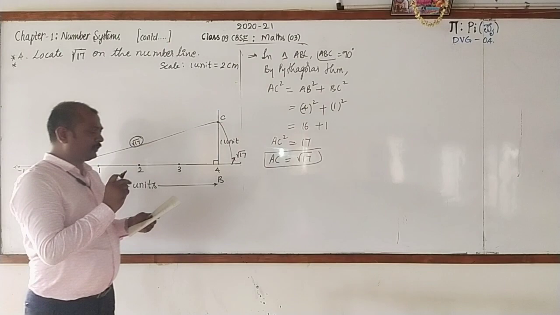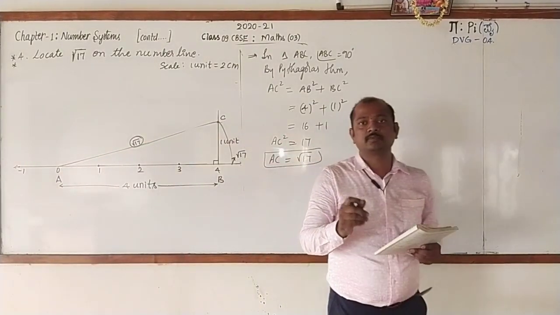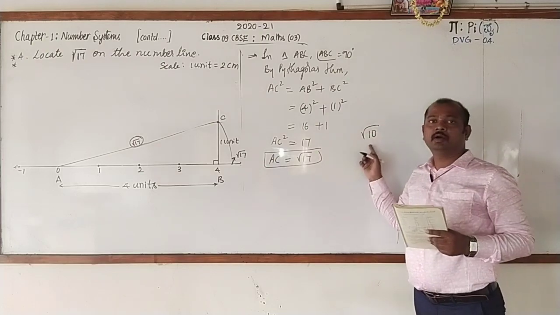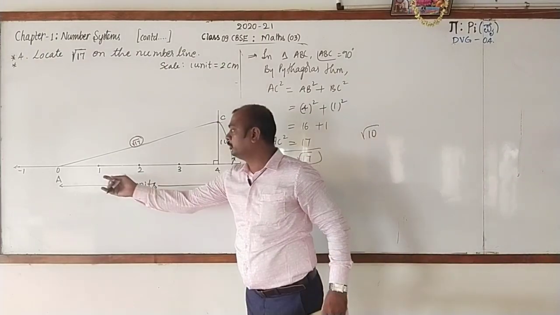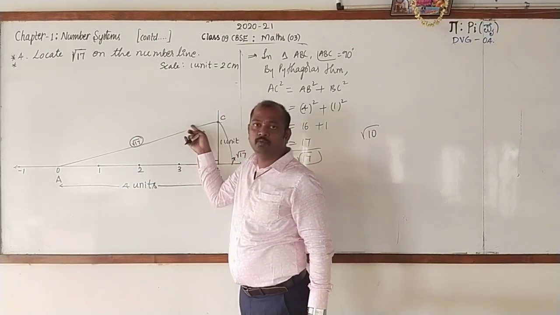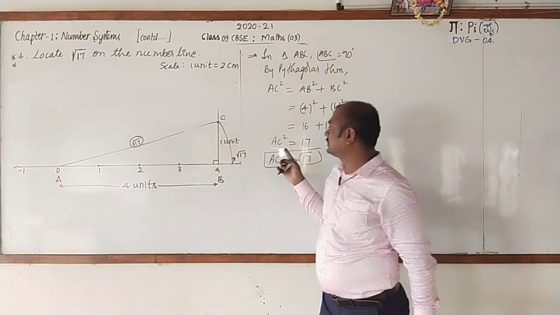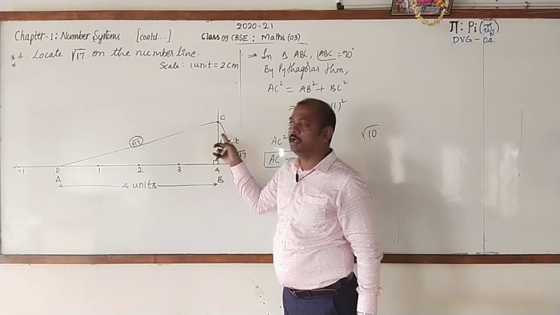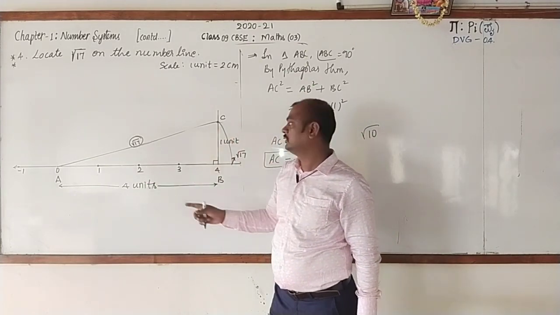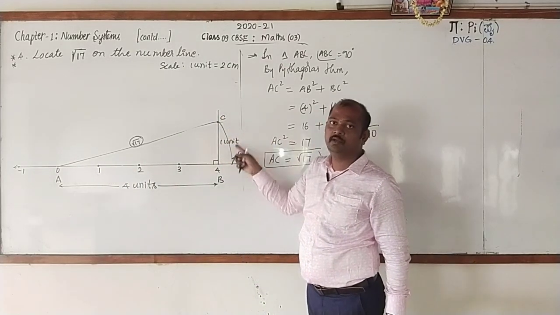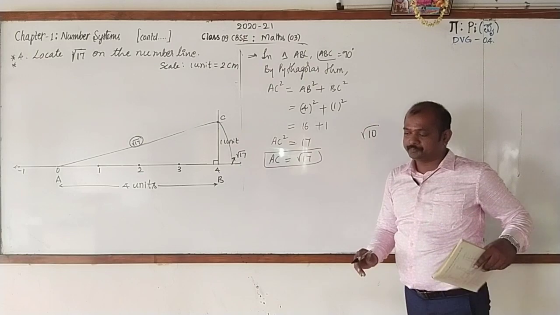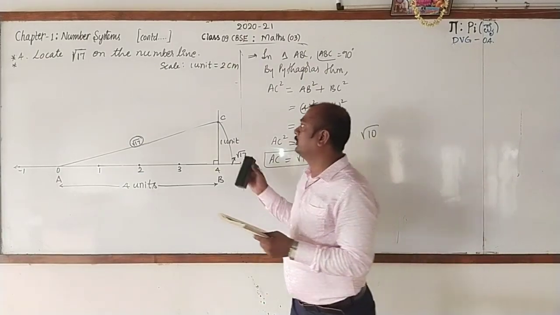Here, just before going to the exercise, one small information. If I ask you to locate root 10 on the number line, how many units you will take? It is 3 unit and 1 unit. If it is 17, 4 and 1. If it is 26, 5 units and 1 unit. Clear? Okay.